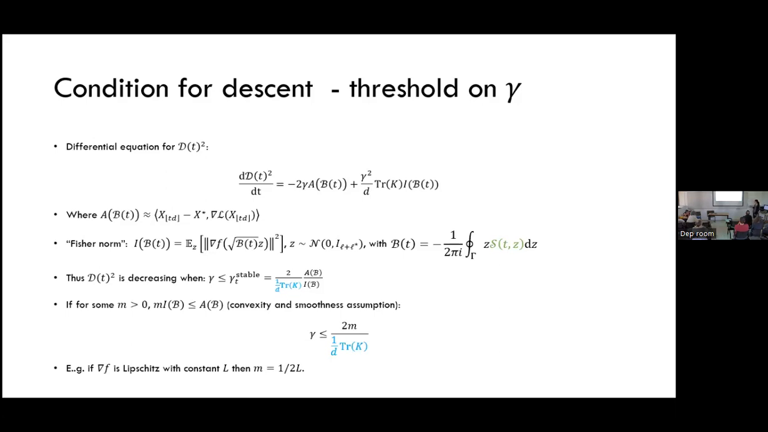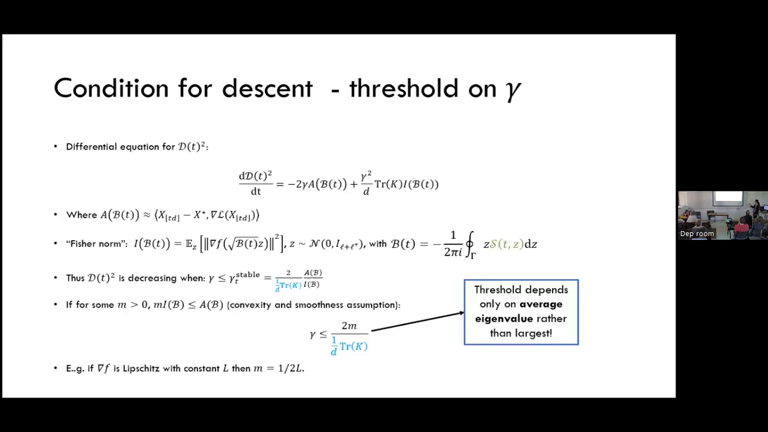But what is nice here is that the structure of my covariance matrix enters into the game. It doesn't depend on the largest eigenvalue, which is something that usually happens in this type of result, but actually on the average eigenvalue. That allows us to provide convergence for a larger set of learning rates, for which you would think that the algorithm will not converge.